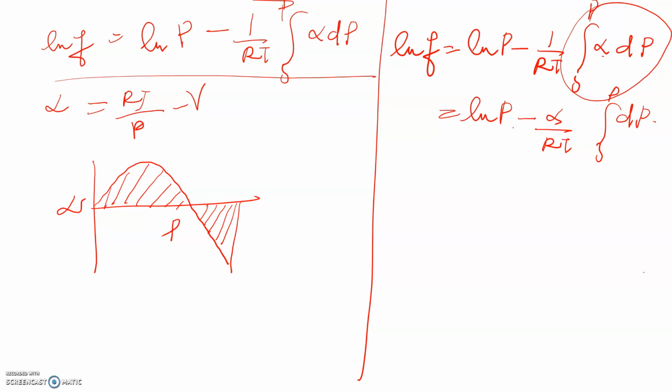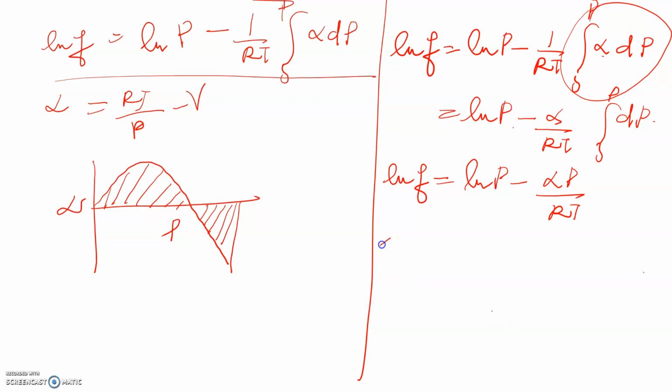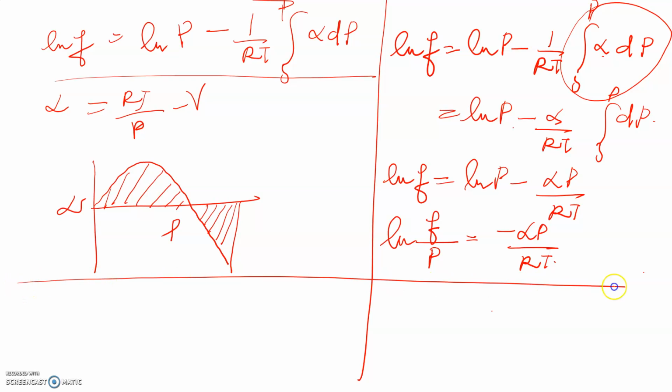What is integral 0 to p dp? That is p. Therefore, this equation is ln f is equal to ln p minus alpha p by RT. Taking this ln p to the other side, we can write ln f by p is equal to minus alpha p by RT. Ln f minus ln p is ln f by p. Ln f by p is equal to minus alpha p by RT. Okay, this is the case at very low pressures.